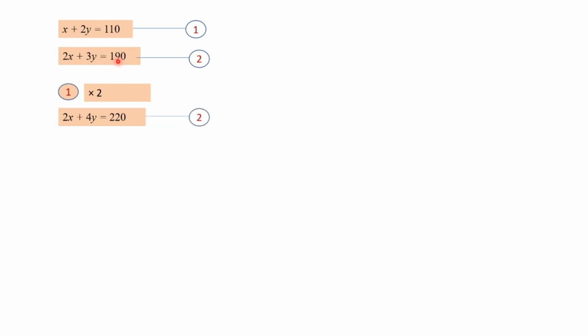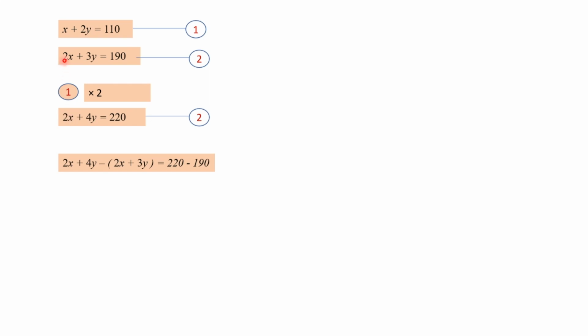So you can see here x plus 2y equal 110, 2x plus 3y equal 190. Then I will, this should be 3, not 2. You have to correct this as 3. I multiply this one and I get the next equation. Now what am I going to do? I can see using 2 and 3, I can remove 2x.